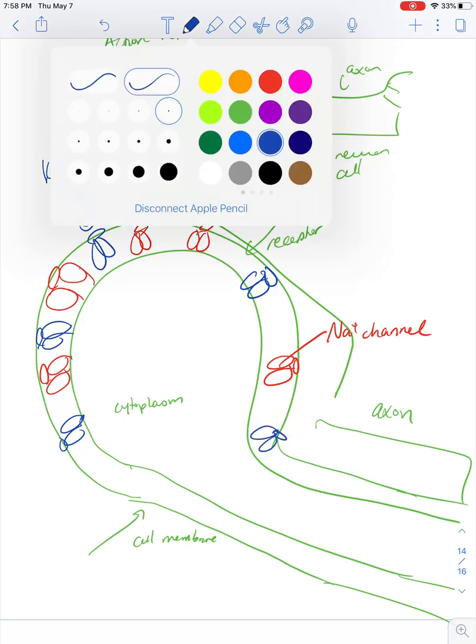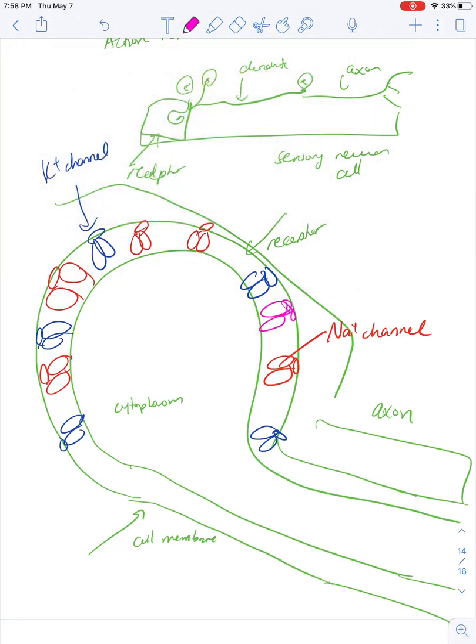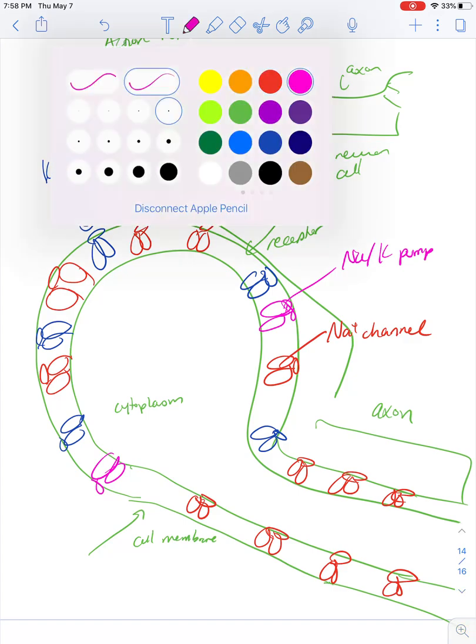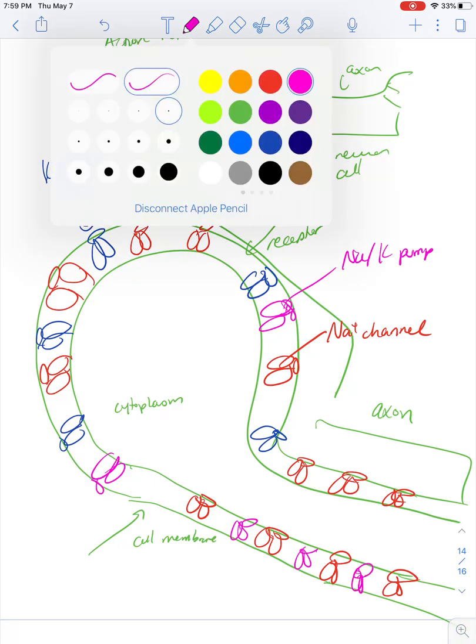And then we have another channel called the sodium-potassium pump, which I drew in pink. These are the channels that are on the membrane, and they're found throughout the membrane. You're going to find these sodium channels and potassium channels, and these sodium-potassium pumps, throughout the membrane like this.